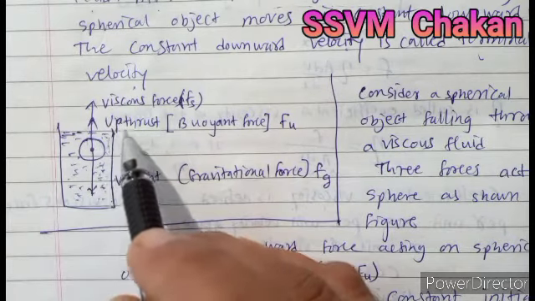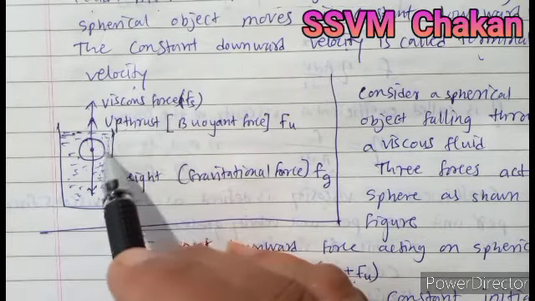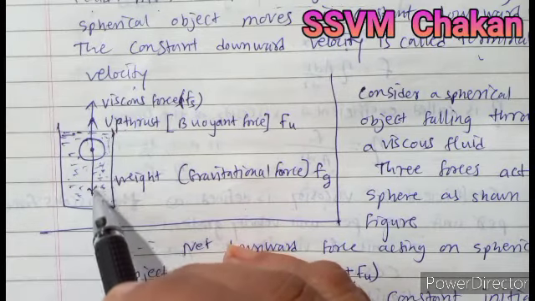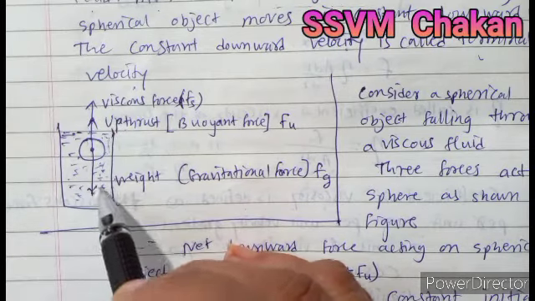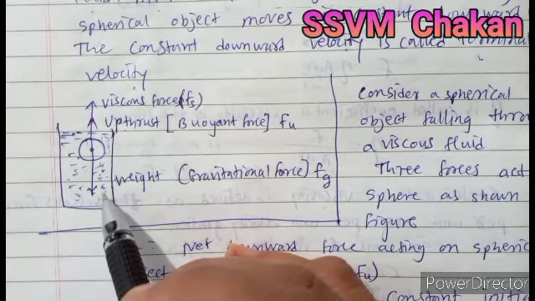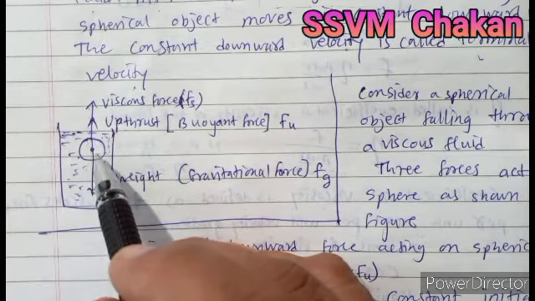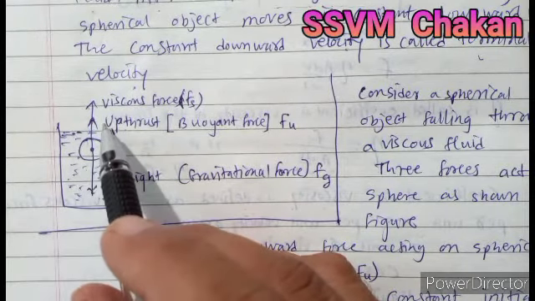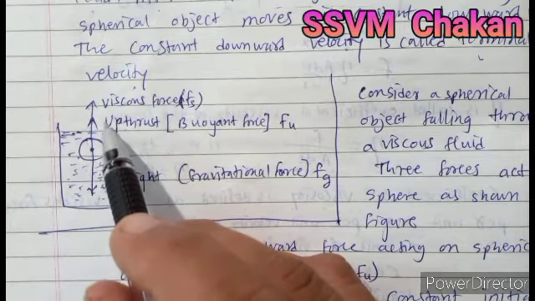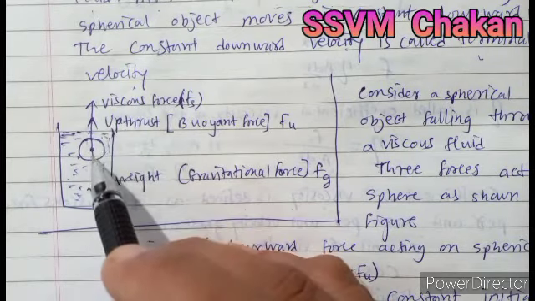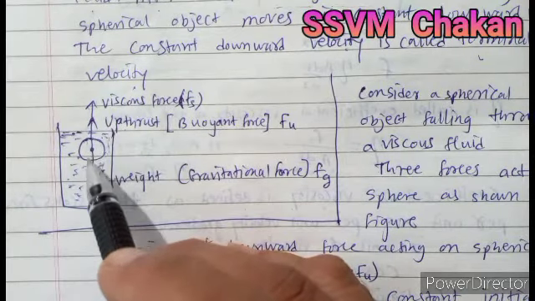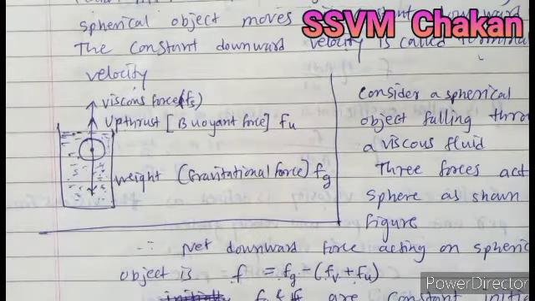These two forces, upthrust and viscous force, act in the upward direction, but the weight of the object acts in the downward direction. So the net force acting on this sphere is the difference between these forces. When it attains constant velocity, the value of the net force is 0.